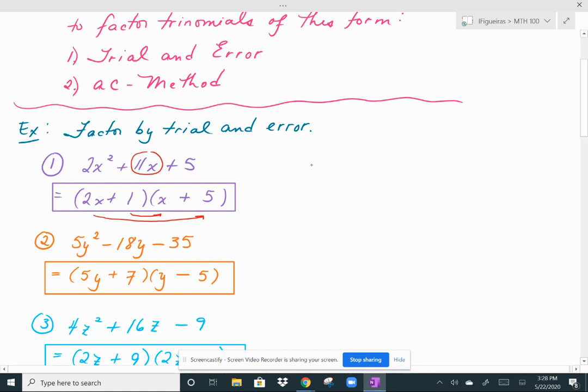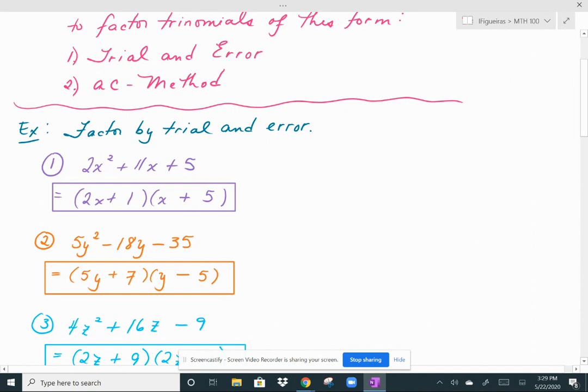If you had positioned them differently, like this, you would not have gotten the correct answer. Although it's the same numbers, they're just in the wrong position. Because if you did your outer, that's 2x, and your inner, that's 5x, that would equal 7x. So it would not work out. So that's what it means to do trial and error. Know what numbers you need and then make sure that they're in the right position. Sometimes you have to write it out to see it.